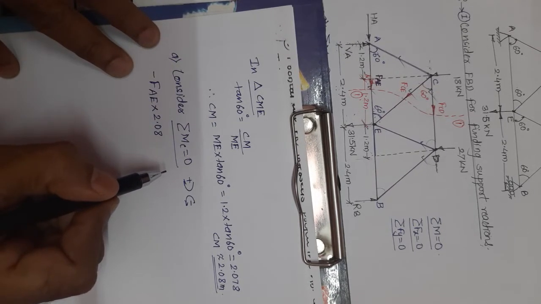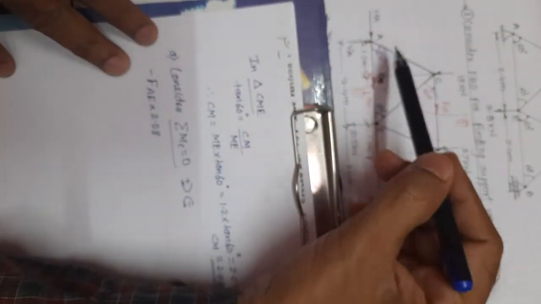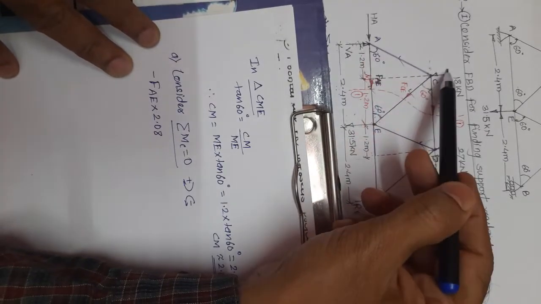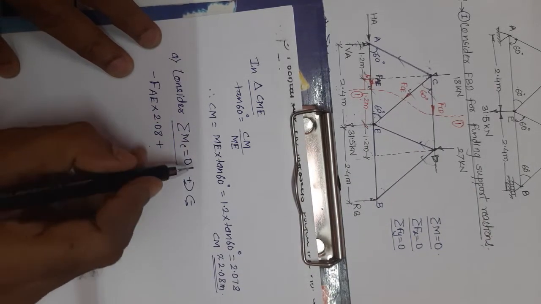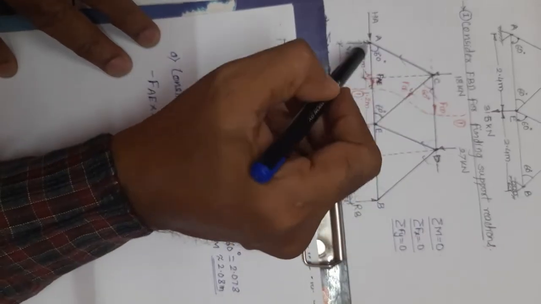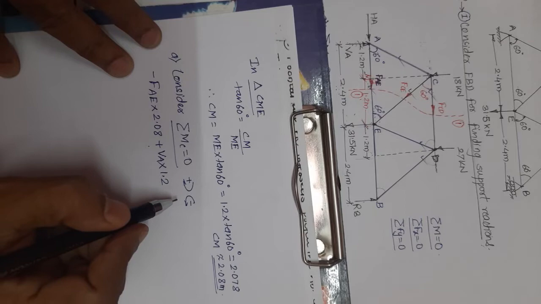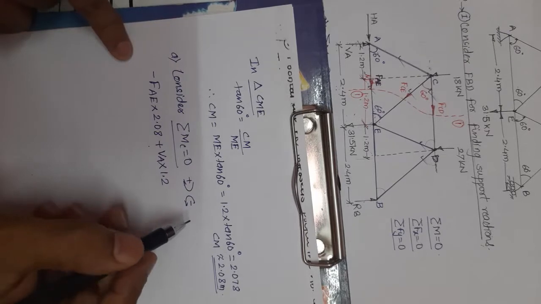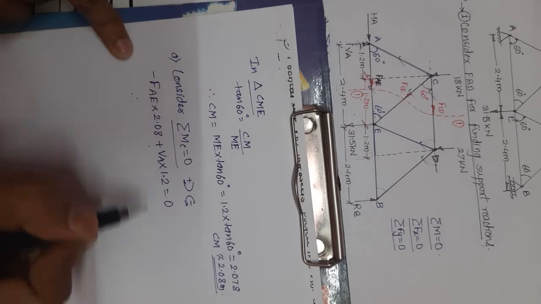What else is there? VA also is there. Okay, so VA is acting in the clockwise direction, like this. So this will be plus VA into what is the horizontal distance from this point C? If you get this horizontal distance is 1.2 meters. So into 1.2 meters. Okay, anything else is remaining? Rest forces are all 0. Okay, just consider left side portion. Okay, that will be equal to 0 now. So therefore FAE will come on the right side.